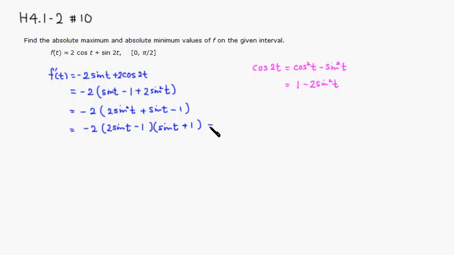We set that equal to 0 to find critical numbers. So we can see that there are a couple conditions we can get. We can make this factor equal to 0, which means that the sine of t is equal to 1/2, and from the other factor you have sine of t is equal to negative 1.